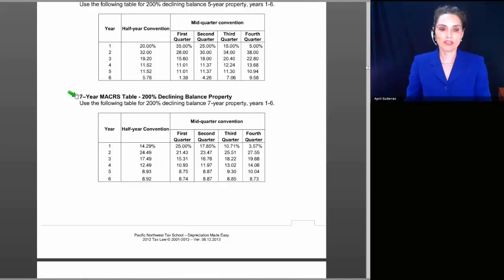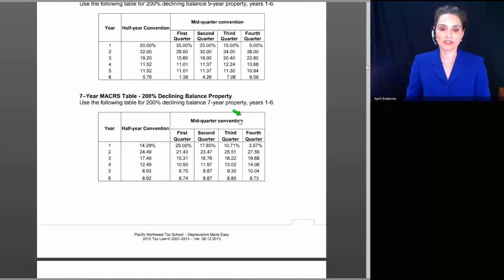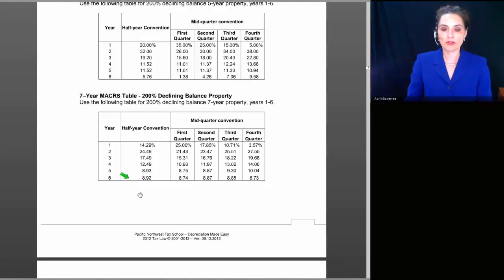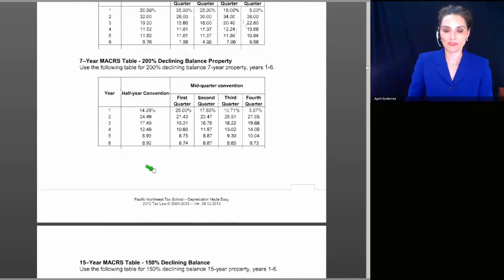The second table in here is for 7-year property. I'm only showing you the first 6 years of depreciation percentages just to keep the space down. But of course the 7-year MACRS table would go for 8 years, wouldn't it? So we have the first year of depreciation for 7-year property being 14.29% under the half-year convention, and the mid-quarter convention is going to give you different percentages. And then by the time we're in the 6th year, we're at 8.92% under the half-year convention.